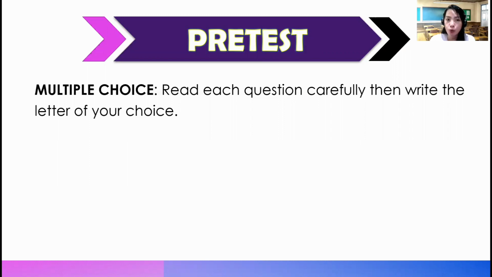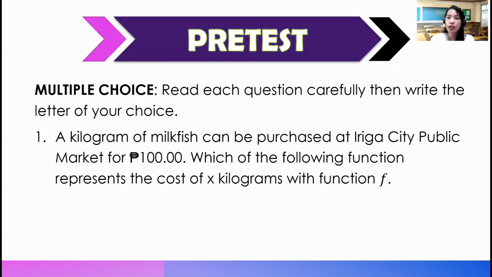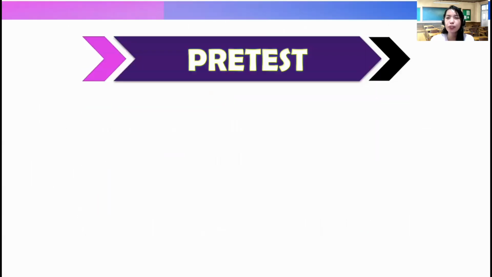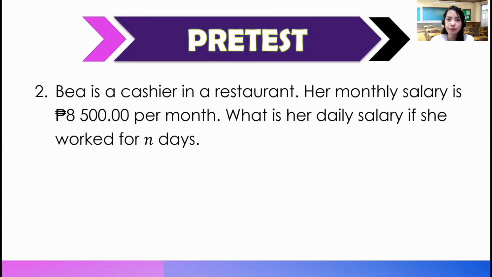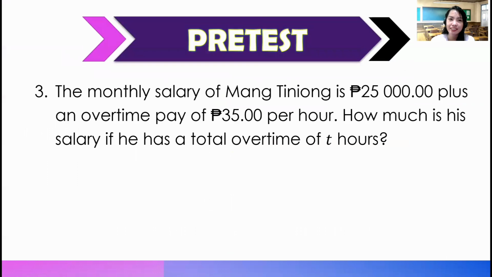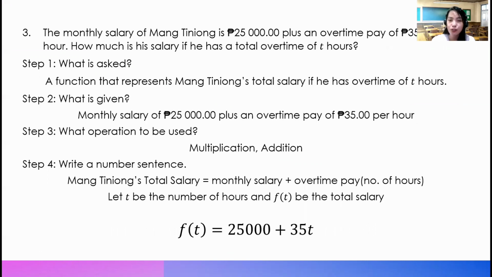For pretest, I have provided this one to you. For number 1, that is the problem. The answer should be letter A. Bakit kaya letter A? Yan yung sagot. Number 2. The answer is letter D. This is the complete solution. Number 3. The answer is letter C. Ito yung kompletong solution.